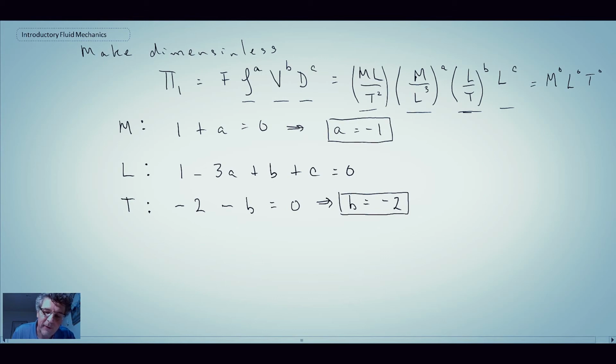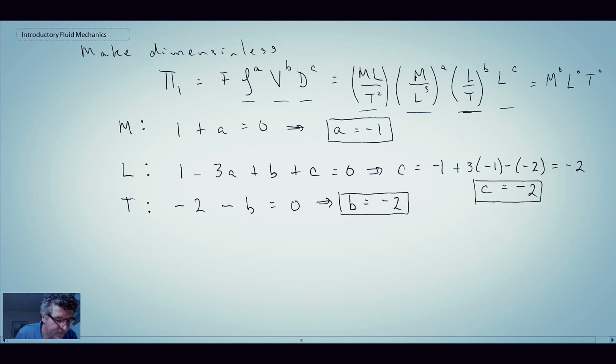Now what we can do is we can take the A and the B and plug it into our L equation. So let's go ahead and do that. And from that, we can solve for C. And we get C is equal to minus 2.